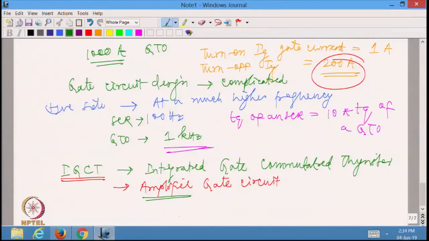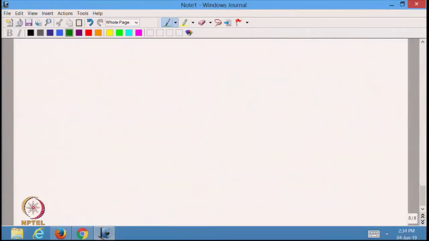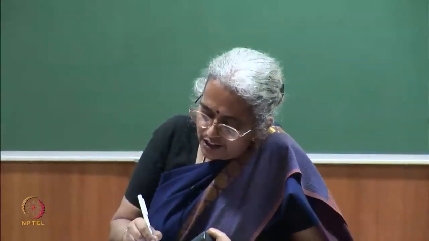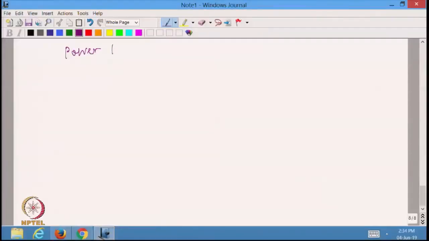Okay. Now, we are slowly moving to the transistors. So, let us start now with power BJTs. So far, whatever we discussed came under the category of thyristor. Initially we talked about diodes, then we talked about thyristor, right. Now we are coming to the bipolar junction transistor.